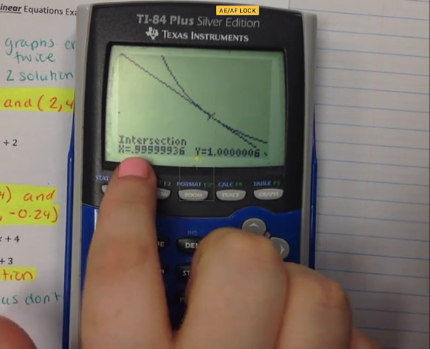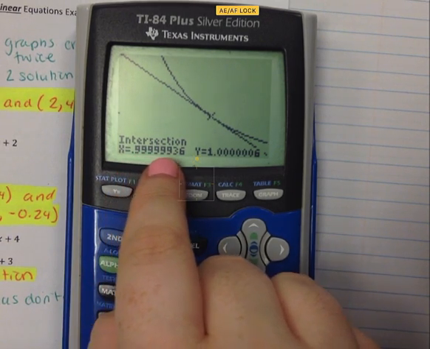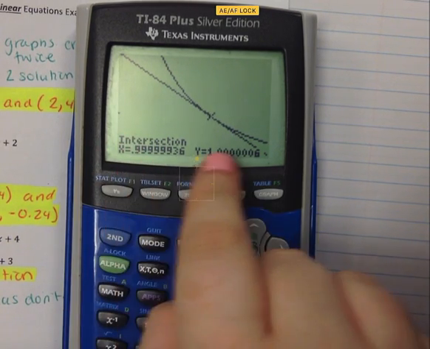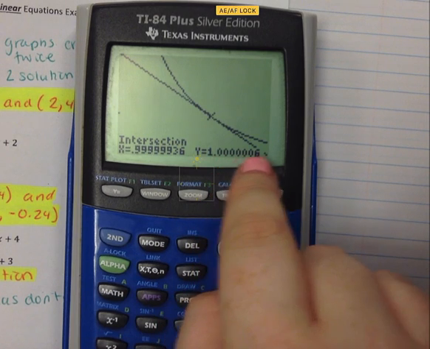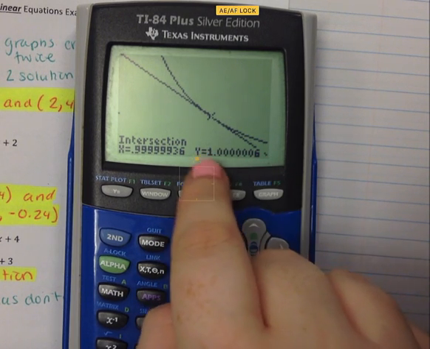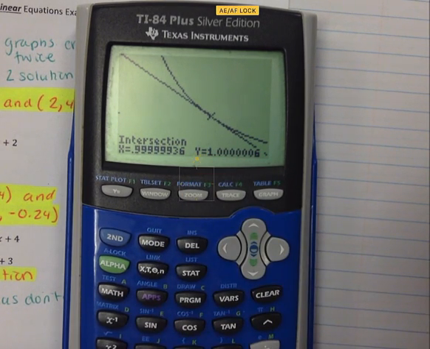It does. So the intersection is at 0.9999. That would round to a 1. And then this one is 1.0, all those zeros, 6. So it would be a 1 as well. So the intersection here is at 1, 1.